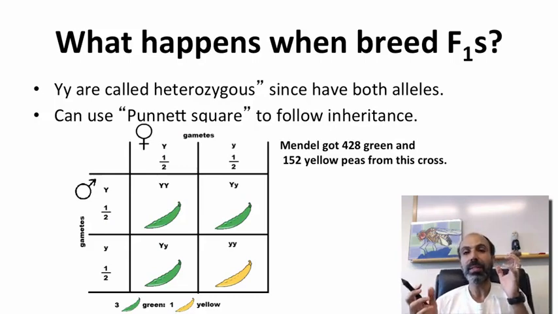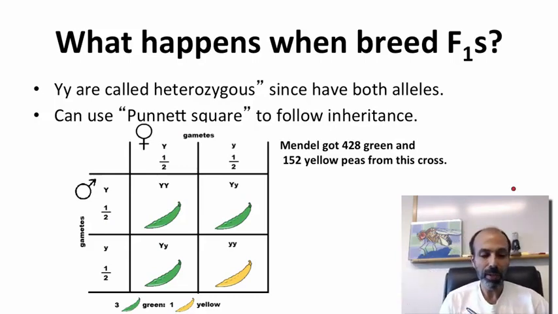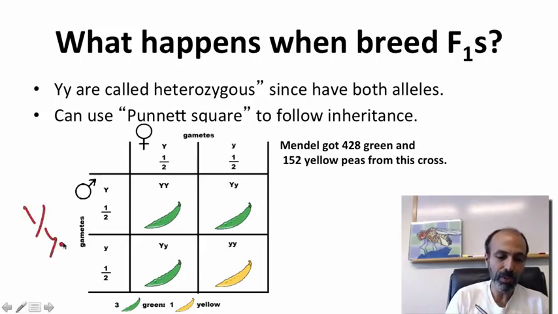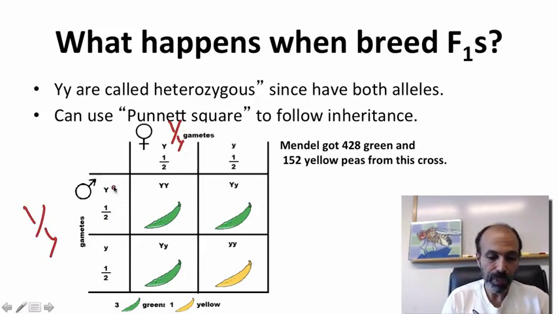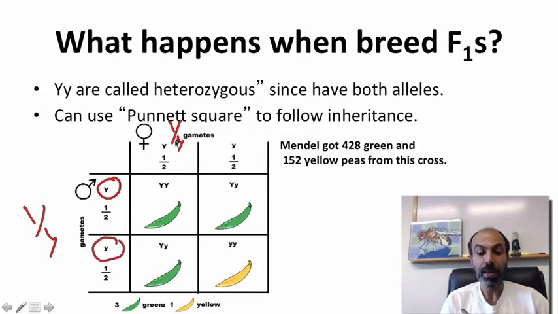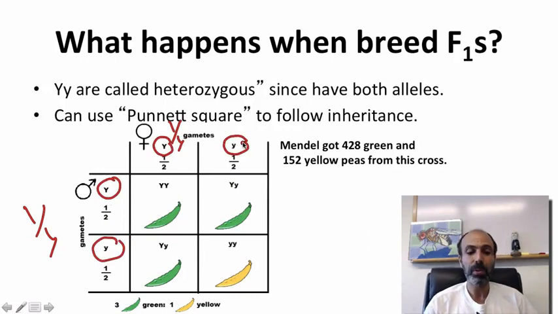Now, it's equally likely for it to give one copy as the other copy. So we'll take a boy that's big Y, little y. So here's your boy, big Y, little y. Here's your girl, big Y, little y. Now, half of the gametes from the boy will be big Y. Half the gametes from that same boy will be little y. Half the gametes from the girl will be big Y. Half the gametes will be little y from the girl.